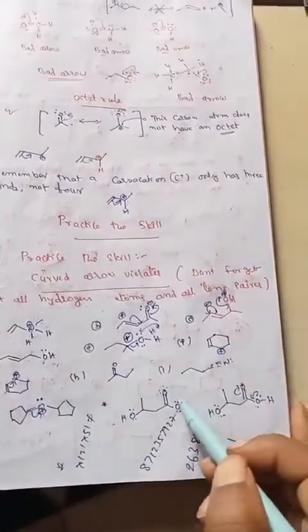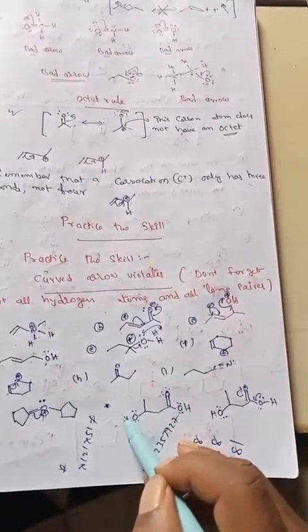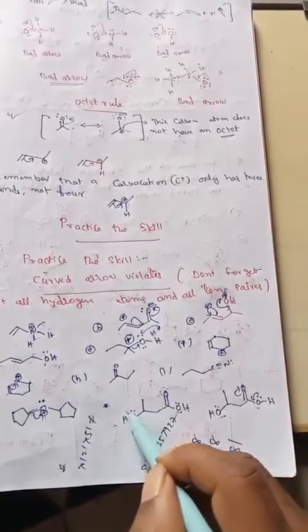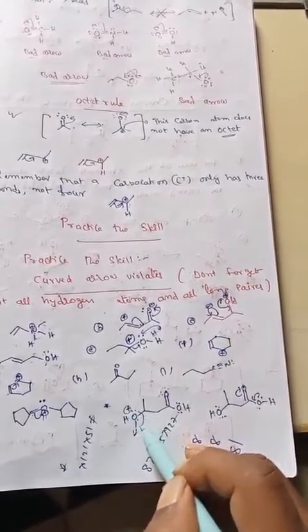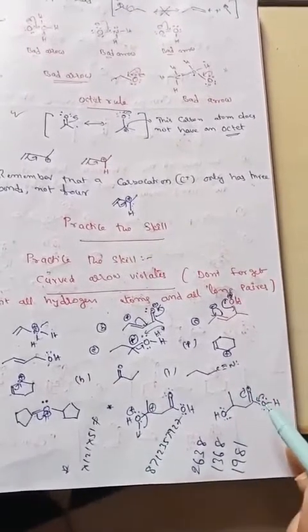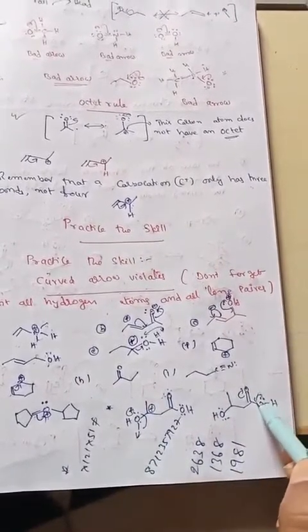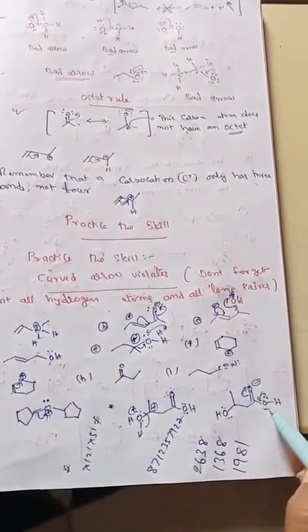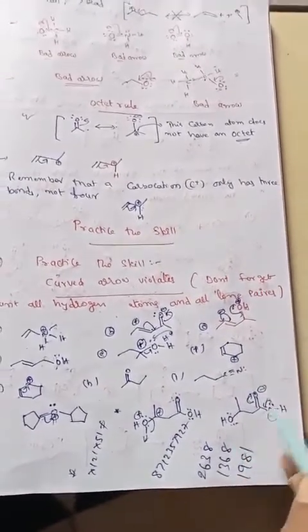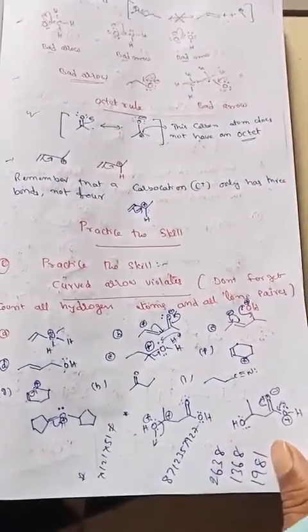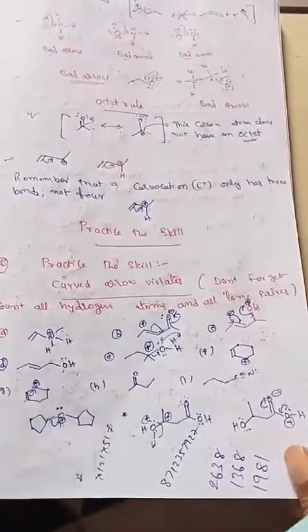Even carboxylic acids are there, and alcohols. So alcohols will form a positive charge here, and it will lose, so it will form a carbocation here. And you can see this is the resonance. For example, lone pairs of electrons are there, so the pi bond can shift, so oxygen will get a negative charge and this carbon will get a positive charge. So this is the representation of the resonance structures.